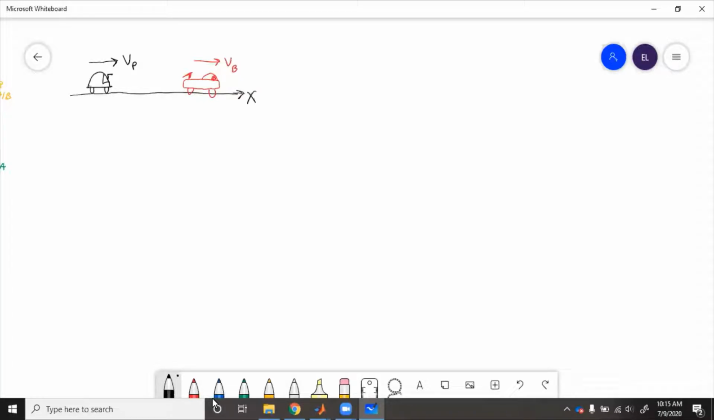Say that's the x-axis. Well, the policeman, say his VP equals 60 miles per hour. And when Bob whizzes past him, he clocks Bob at VB relative to policeman is 20 miles per hour. So how fast is Bob actually going?